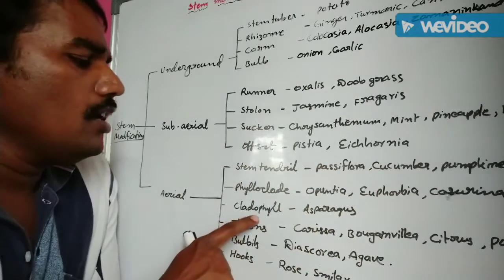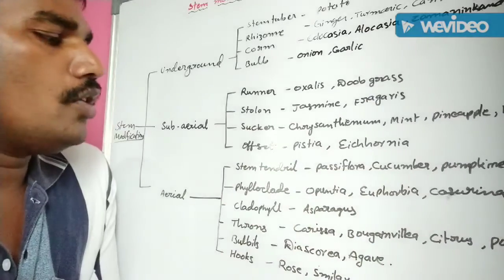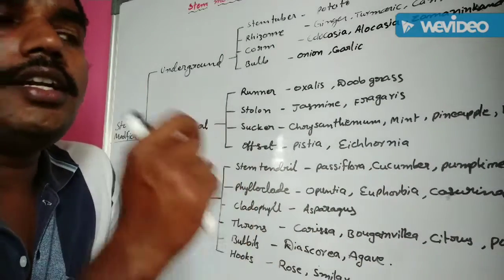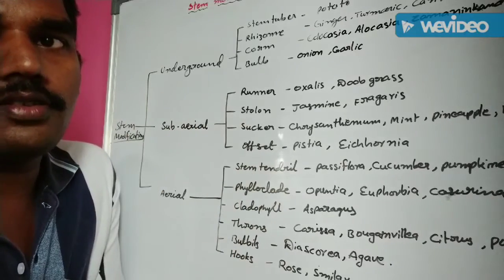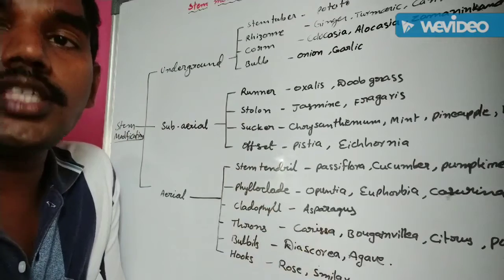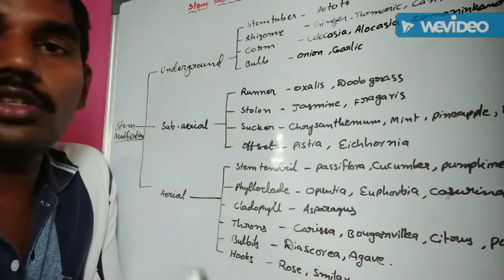Next one, cladode. In this cladode, there are limited growth branches. These are also green in color and perform photosynthesis. Example: asparagus.